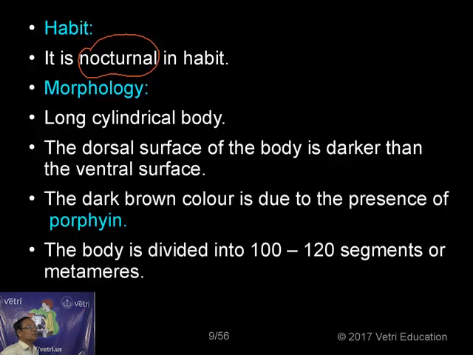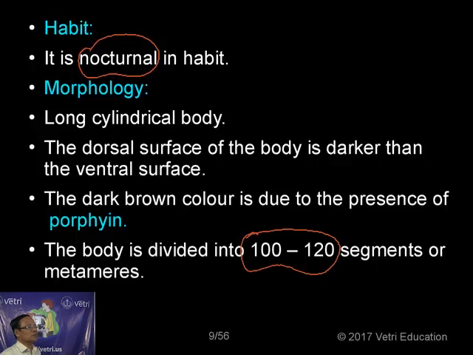Now, external morphology. What is the nature of the body? The body is normally long and cylindrical. It is divided into many segments, 100 to 120 segments. What is the nature of the color of the body? Normally, the dorsal surface of the body is darker than the ventral surface. The dorsal surface is dark brown and the ventral surface is light brown.